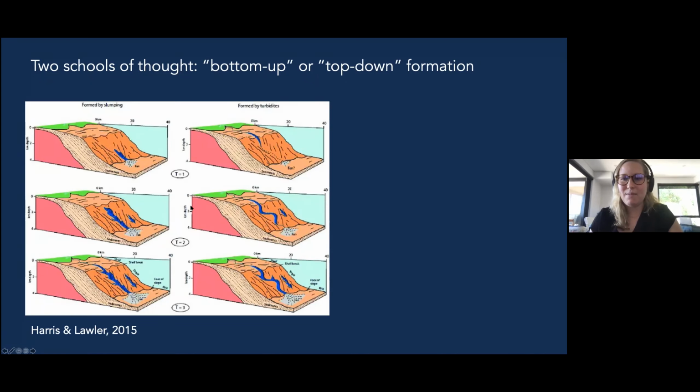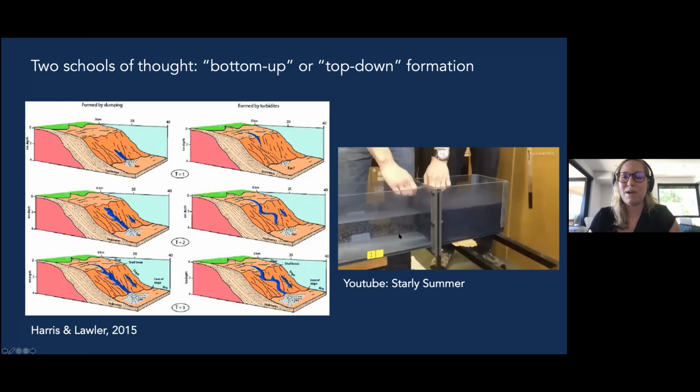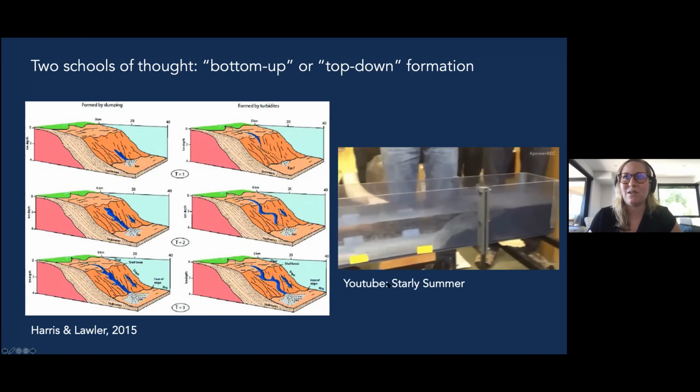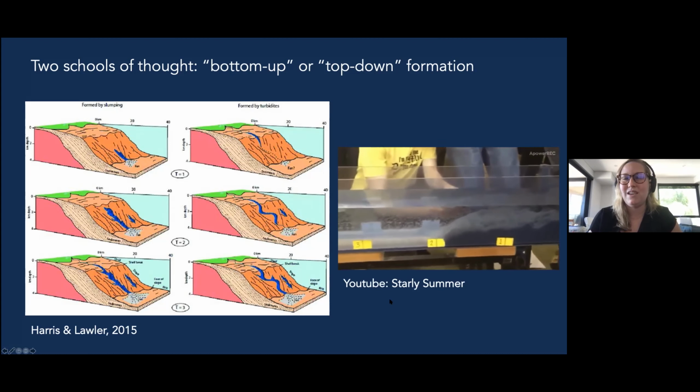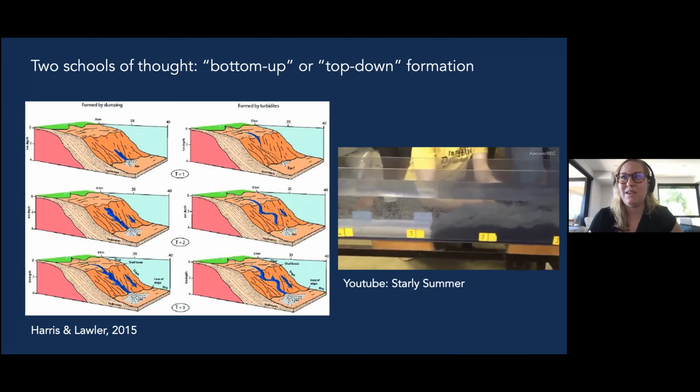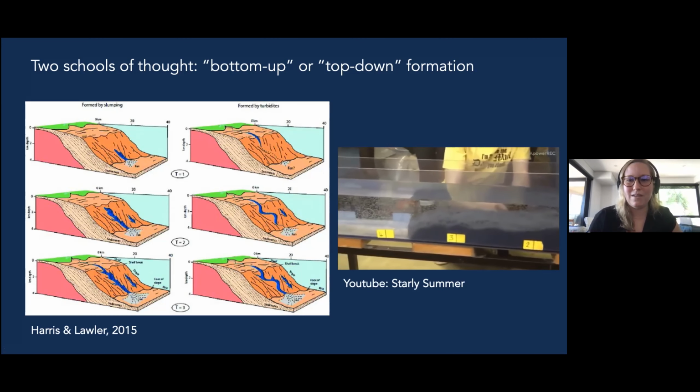The second hypothesis argues for a more top-down approach, where these canyons are cut by a process called turbidity current action. Turbidity currents are hyperpycnal currents that are filled with sediments, over-concentrated with sediments, and this causes them to fall very quickly down the continental slope. You can actually see a turbidity current being modeled in a lab here.